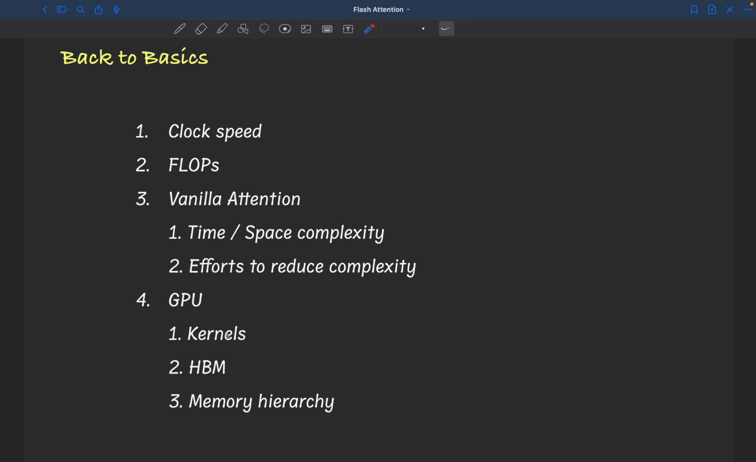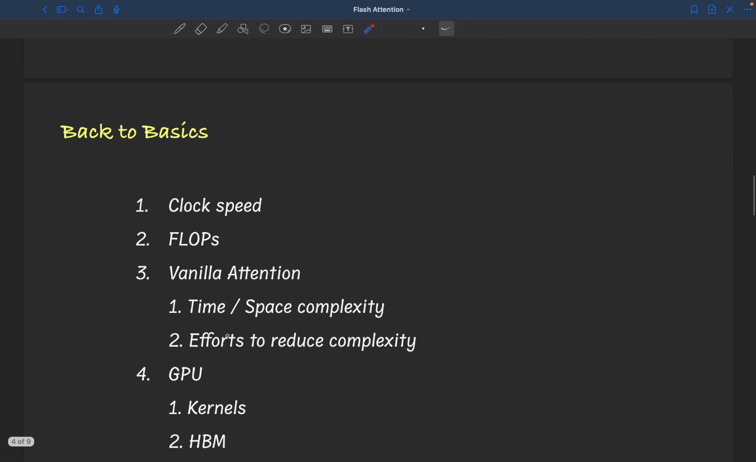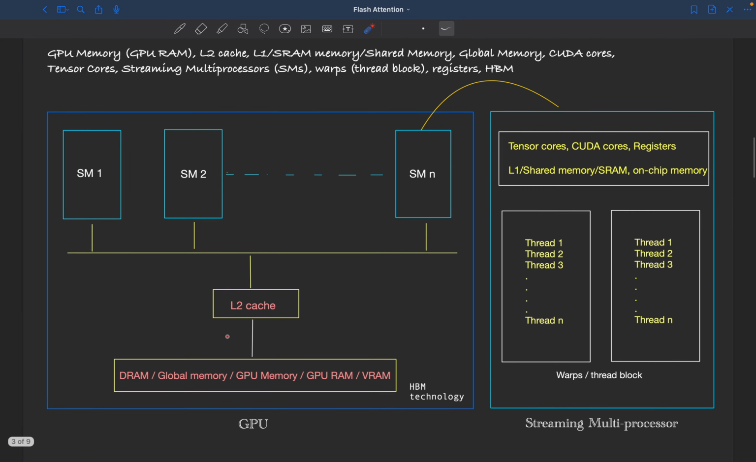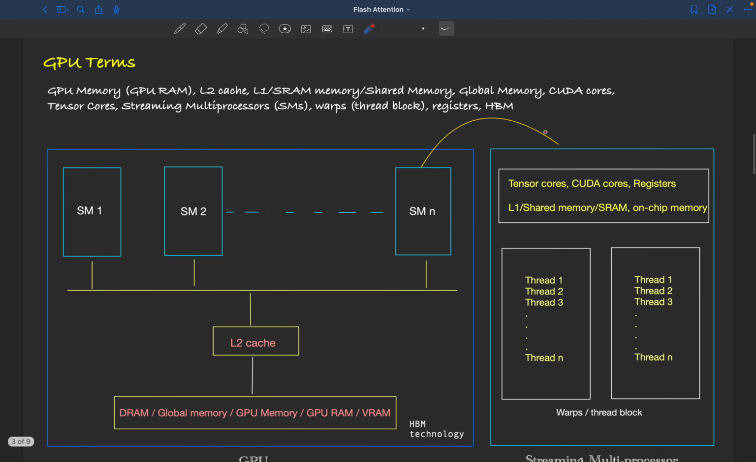So that's it regarding the hardware part of it and the basics of it. And in the next part we'll be discussing how FlashAttention is making use of all these things and making the algorithms better. So we'll see you in the next video.